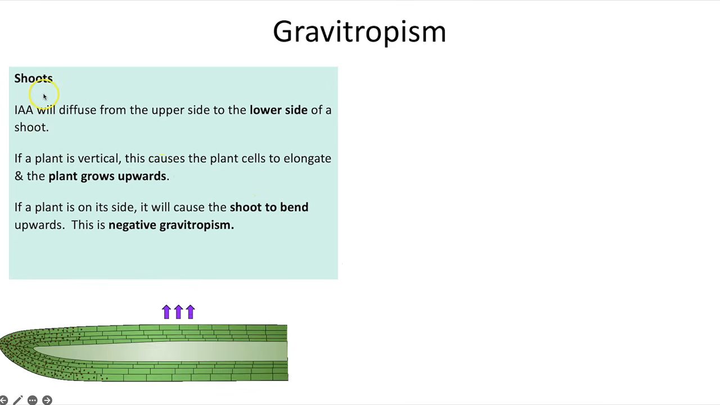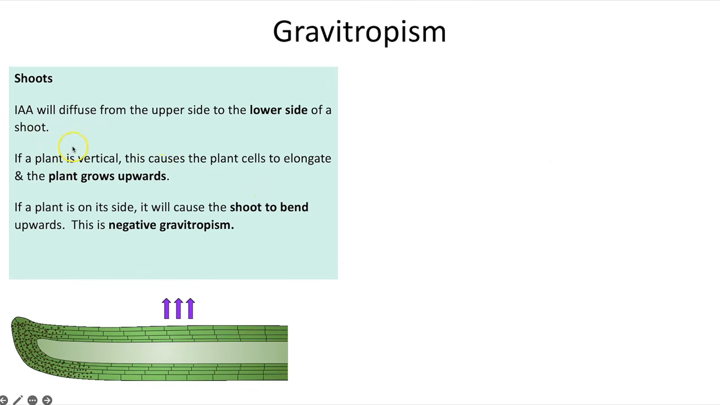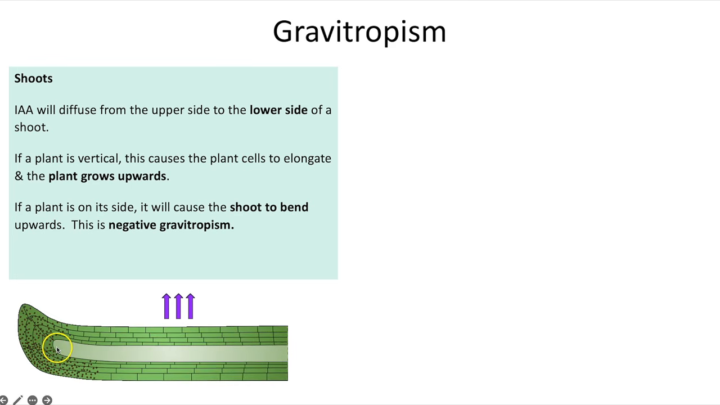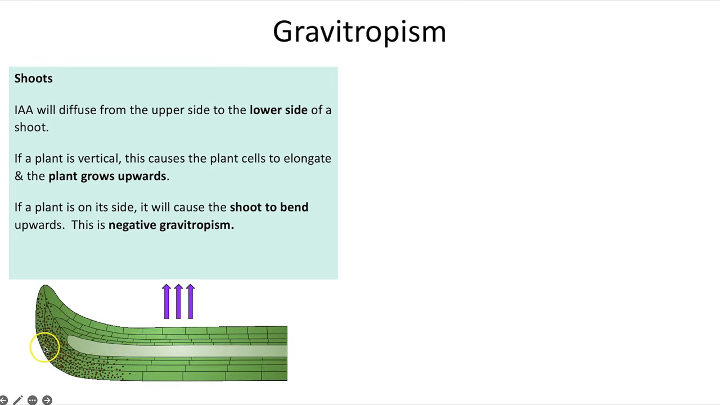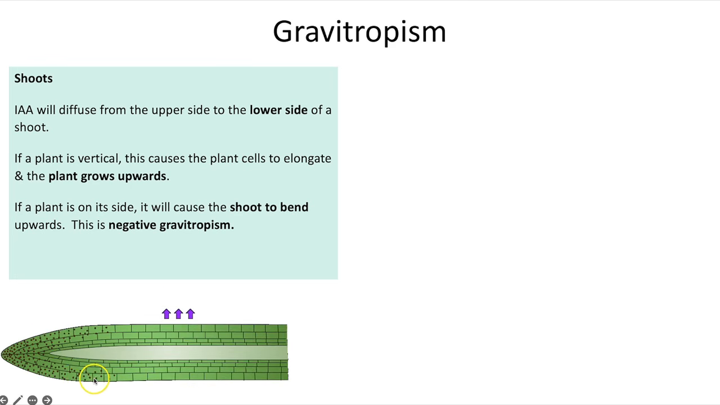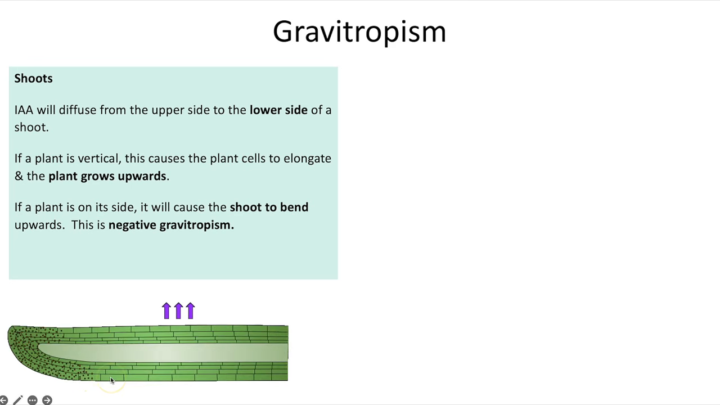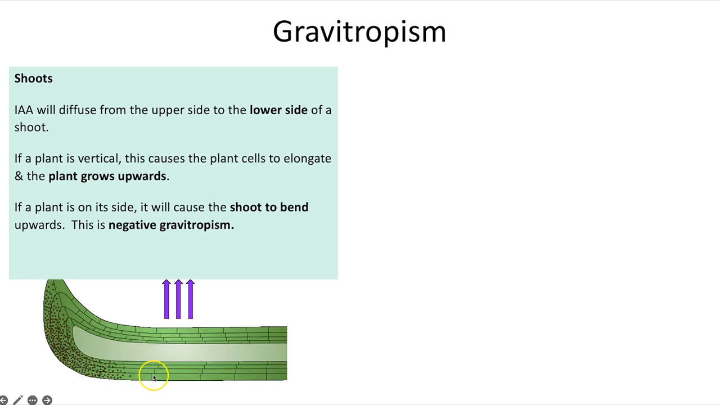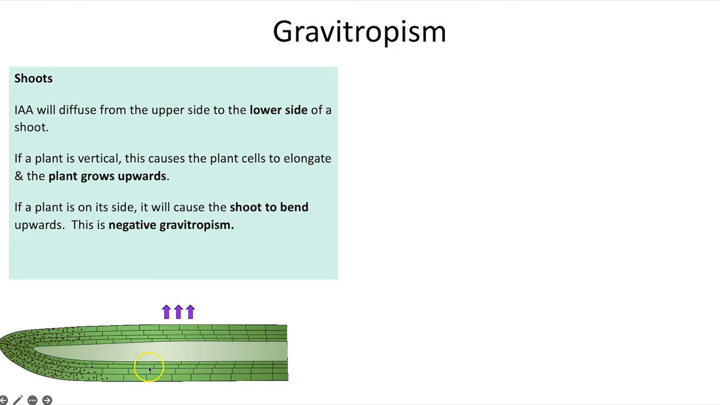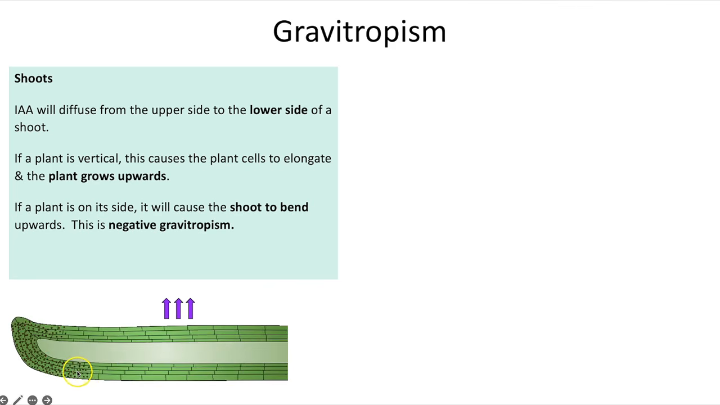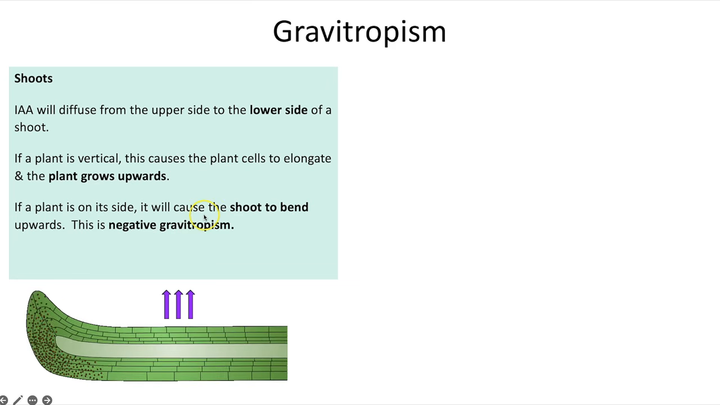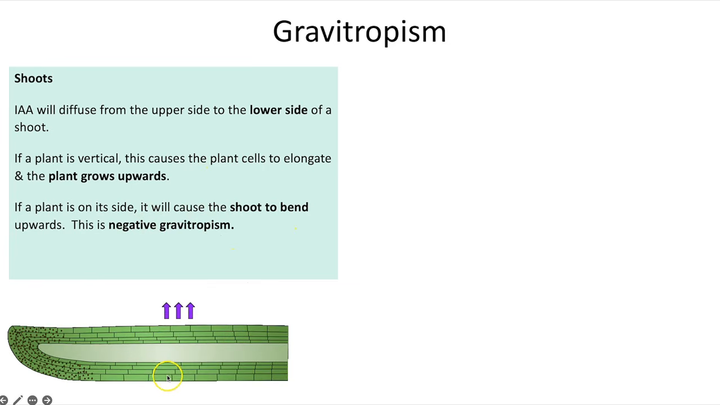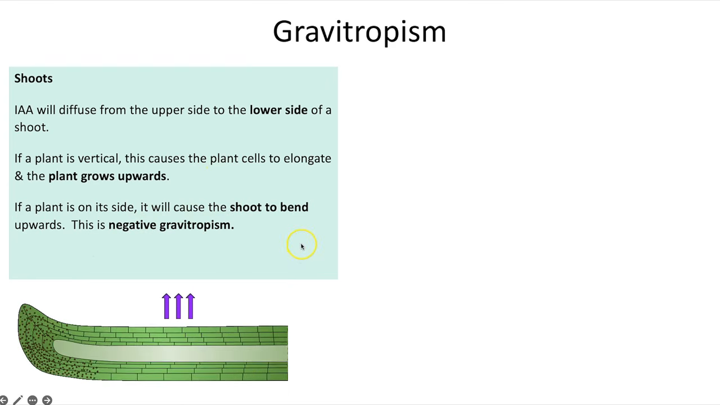Gravitropism, this will then occur in the roots and shoots differently. In the shoots, we can see that the IAA diffuses from the upper side to the lower side, so more of it's now on the lower side, so it goes down with gravity. That means that we get more cell elongation on the lower side, and that causes that side to be longer, and therefore it bends upwards. And in this case, it's a negative gravitropism because the plant will be growing against gravity.